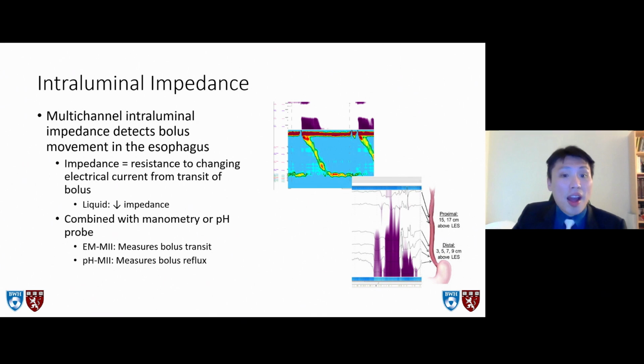It is often combined with manometry or pH probe. So when impedance is combined with manometry, it can help us see how well the bolus is transiting through the esophagus, or if it's combined with pH monitoring, it can help us measure reflux coming back up regardless of the pH level. So we can identify either acid reflux or even non-acid reflux compared to just using a pH probe alone.